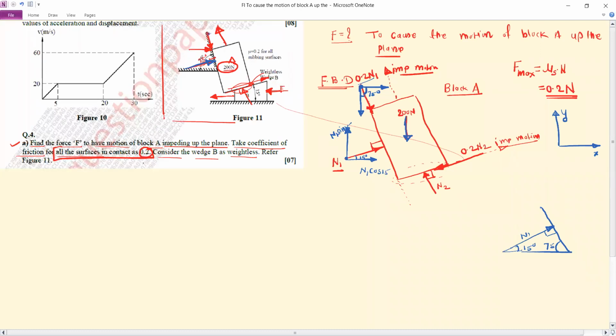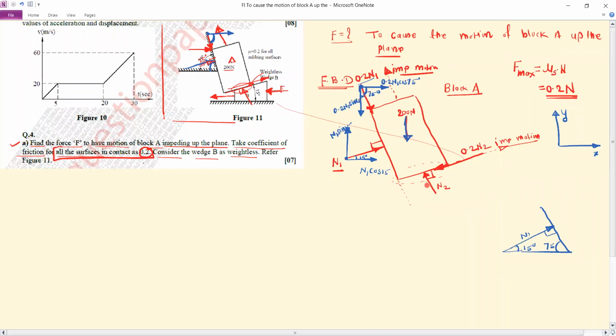So this is your friction force. If you draw one line like this, it will be parallel to this line. Okay. So this angle is 75. So this will be the alternate angle. So this is 75. Now you can write the component. This is 0.2 N1 cos 75, and this component will be 0.2 N1 sin 75.